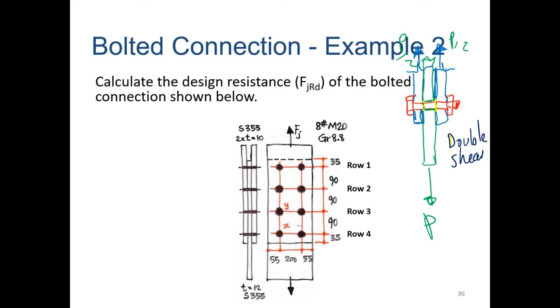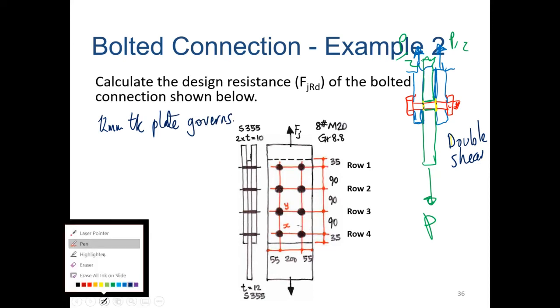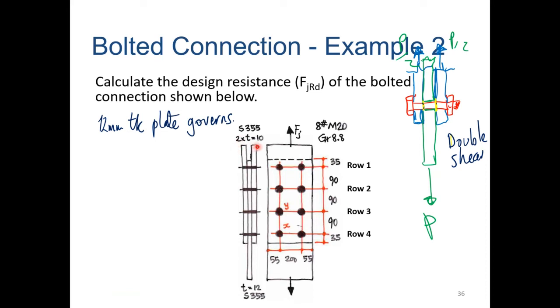Last time it was the 10mm plate that was the driving one. In this case, we know it's the 12mm thick plate that governs. Why? Because we have two plates that are 10mm thick each, so that's 20 in total, whereas we have only 12 going the other way. So we've got the equivalent of 20mm thick plate going up and 12 going down. Therefore, it's the 12mm thick plate that governs this time in our check.